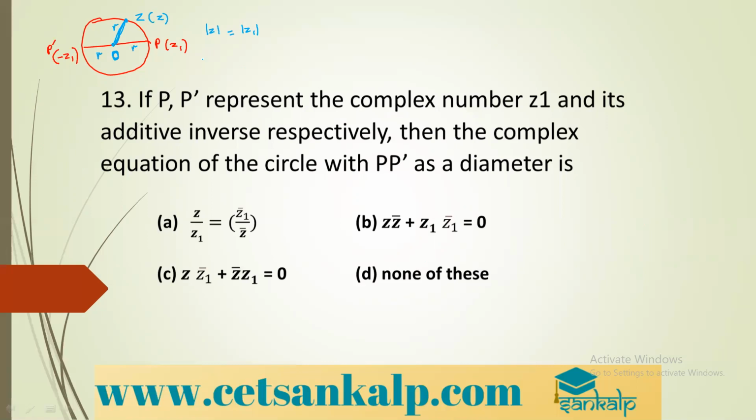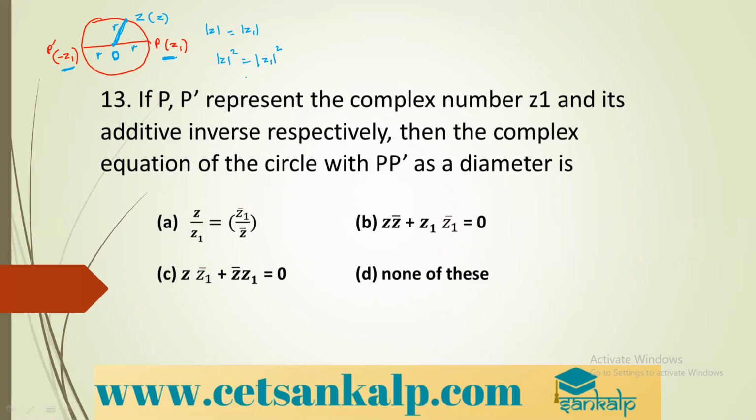That also I can take. But I don't have Z2. I have Z1 and minus Z1. So I can take either Z1 or minus Z1, because the radius will be same everywhere. So modulus of Z will be equal to modulus of Z1, or modulus of Z square will be equal to modulus of Z1 square.